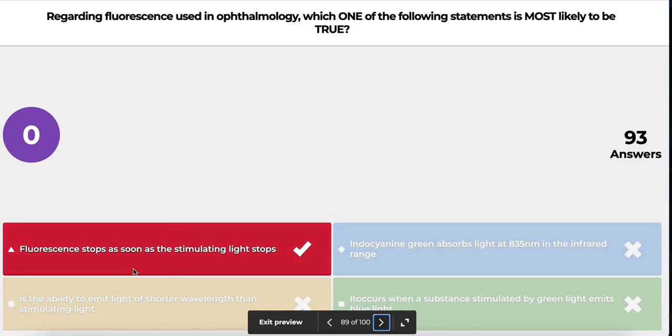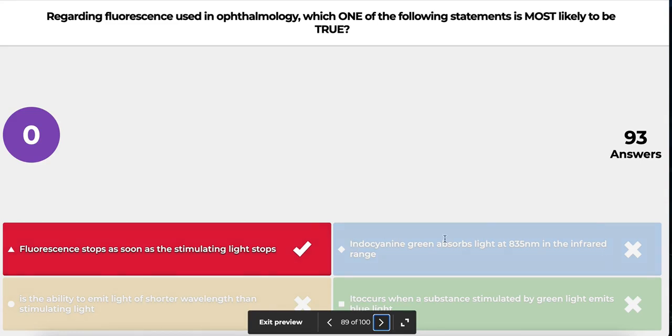So the right answer is the fluorescence stops as the stimulating light stops. When we are presenting a stimulating light, always remember the famous example of applanation tonometry. When we are measuring the intraocular pressure, or checking an ulcer, you are stimulating with blue light, and the fluorescein strips are orange, and we get a green light at the ulcer. So we are stimulating by the light and we get green. Once we stop the stimulation by the blue light, the green color stops.